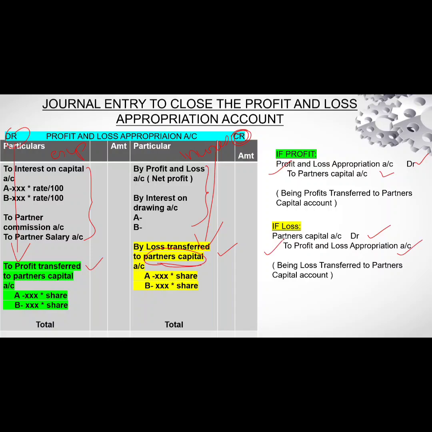So these are the two important journal entries we have to learn to close the profit and loss appropriation account. This can be asked as a 2-mark question. Any journal entry can be asked as a 2-mark question, so this is a very important topic. In the next class, let's see how to prepare the profit and loss appropriation account with a particular sum. Thank you.